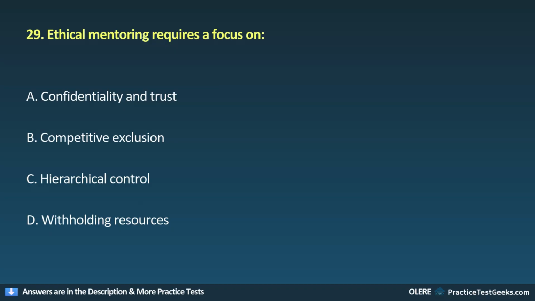29. Ethical mentoring requires a focus on A. Confidentiality and trust. B. Competitive exclusion. C. Hierarchical control. D. Withholding resources.